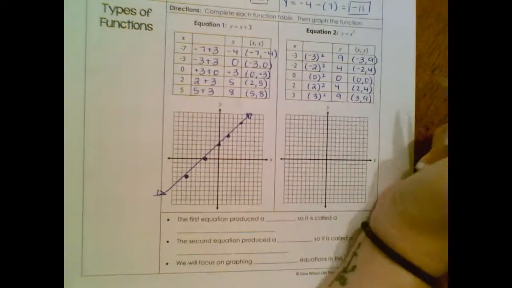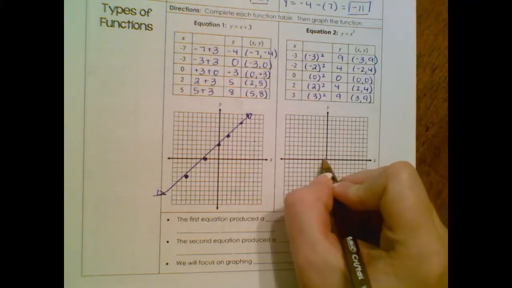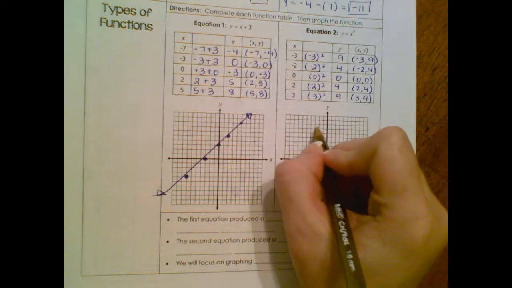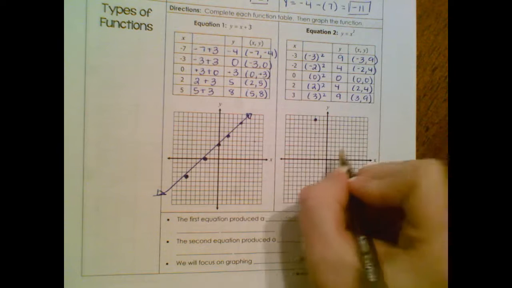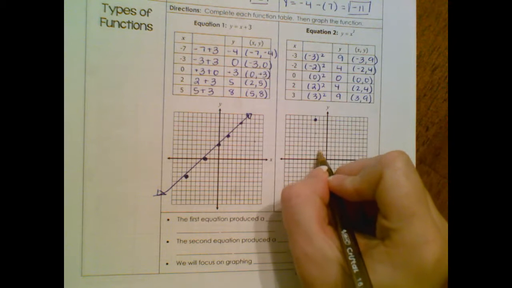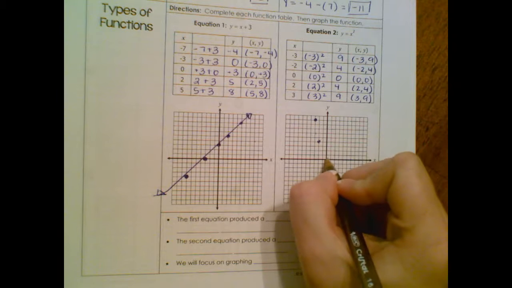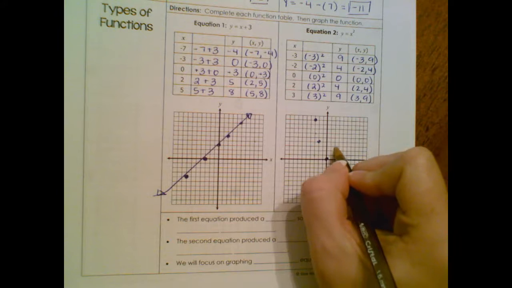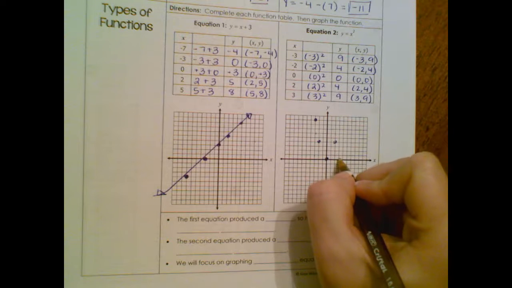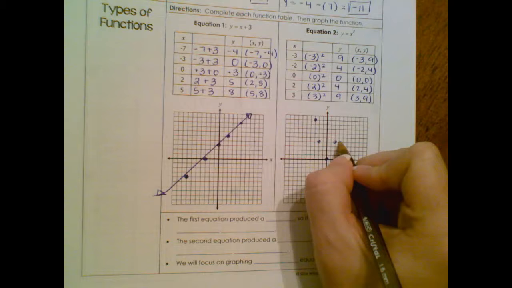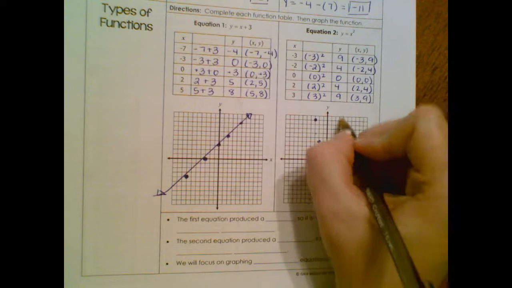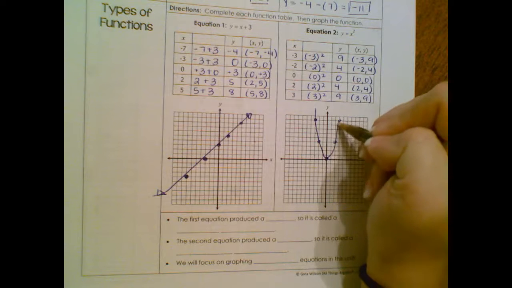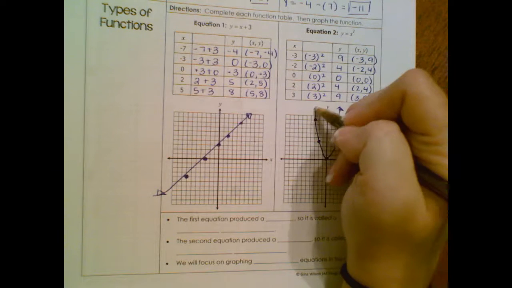So once again, I'm going to just graph these points. So going to the left 3, up 9. To the left 2, up 4. 0, 0, and then to the right 2, up 4. To the right 3, up 9. When I connect these, I'm going to get a curve.